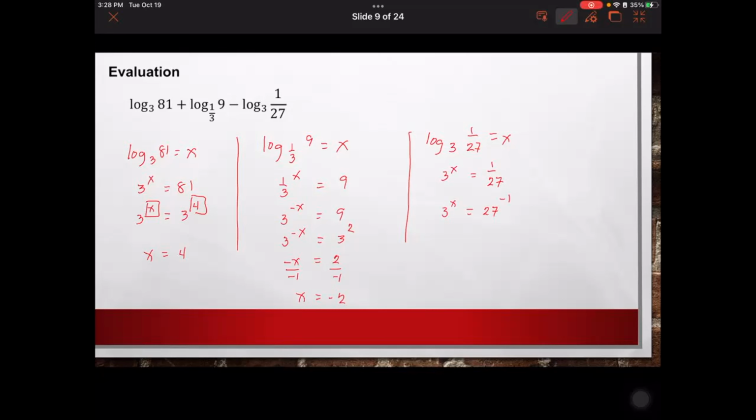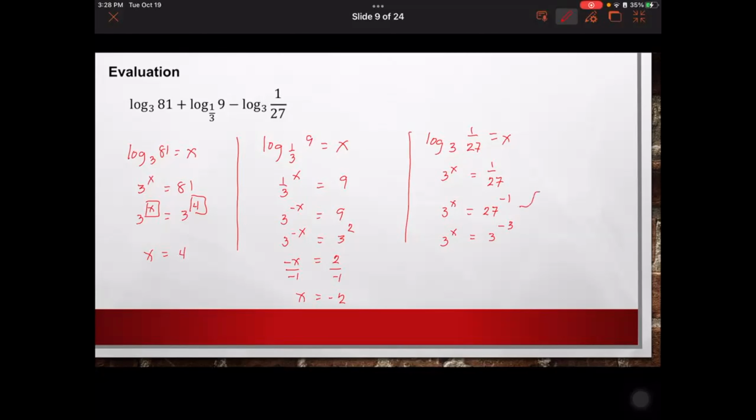Tapos, kunin natin yung kanyang same base. So, magkakaroon tayo na 3 raised to x is equal to 3 raised to what? Still 3. Pero may negative tayo. That's why this will be negative 3. Ang question, bakit naging negative 3?